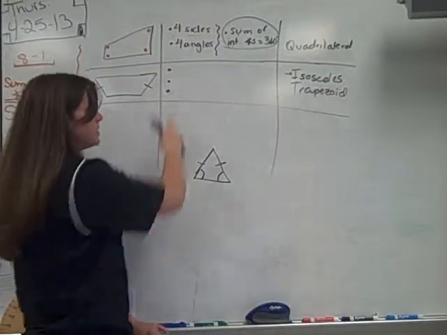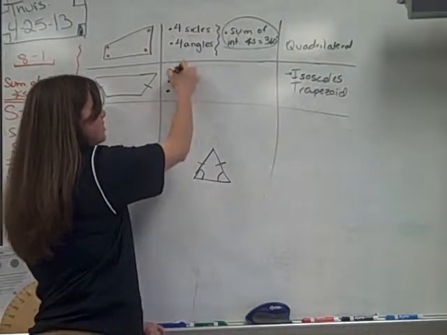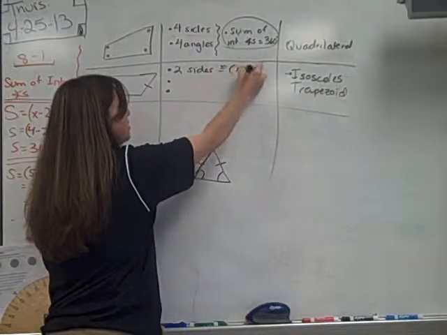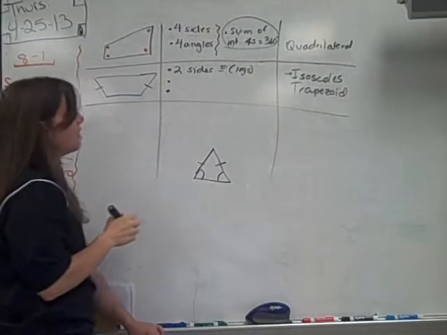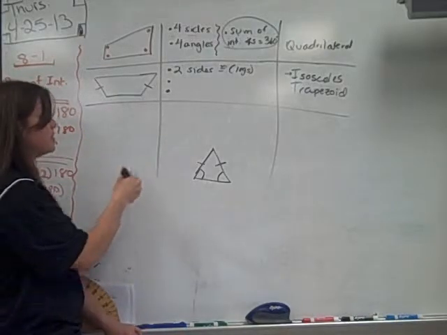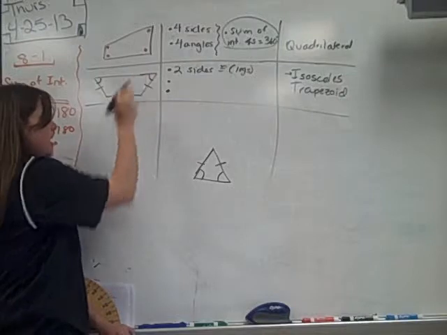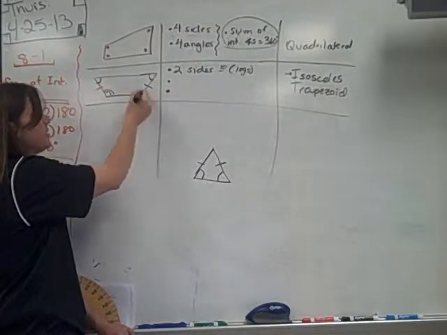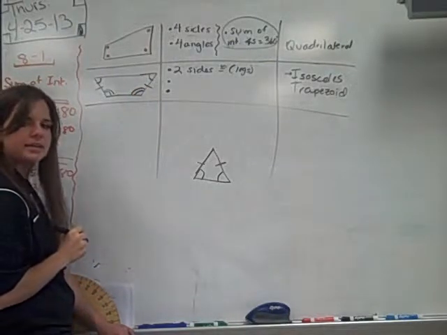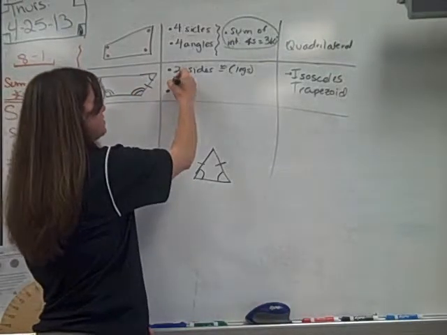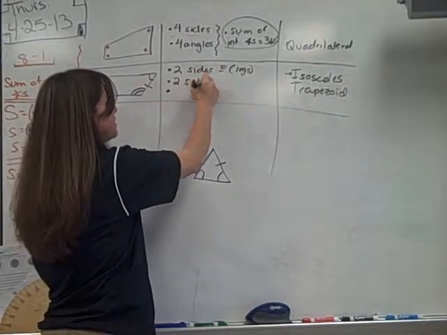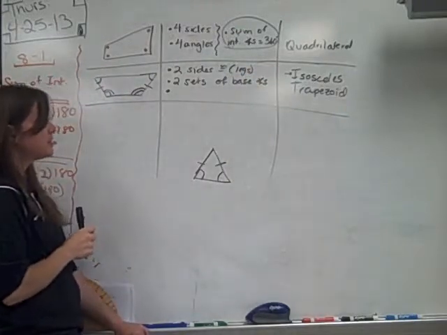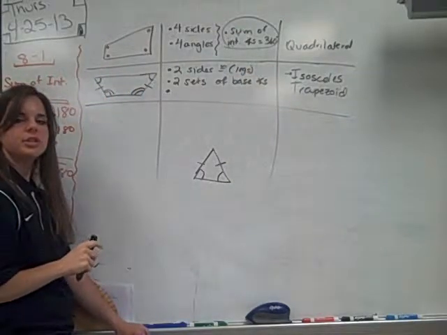So let's start filling in some characteristics here. Isosceles trapezoid, two sides congruent, and those sides are actually called your legs. And then if we have an isosceles trapezoid, look at what kind of base angles we've got going on. These two acute angles are going to be congruent, and also there's another set. Those two angles are going to be congruent. So we can say two sets of base angles, and your two sets of base angles are congruent to each other.